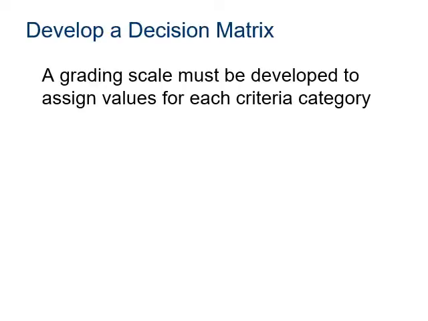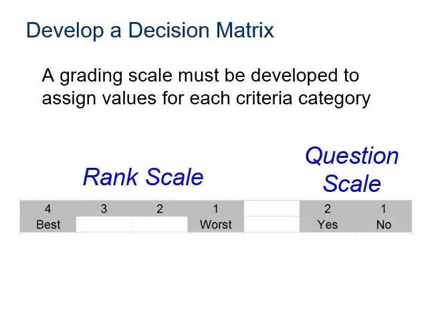To develop our decision matrix, we're going to develop a grading scale. The grading scale we need in order to be able to assign values in order to compare or score different options. Some of them we're going to rank on a scale of 1 to 4. 1 being the worst, 4 being the best. Kind of like a baseball or basketball score, the bigger number is better. And then a question scale, for yes or no questions, the no is going to be a 1 and yes is going to be a 2.